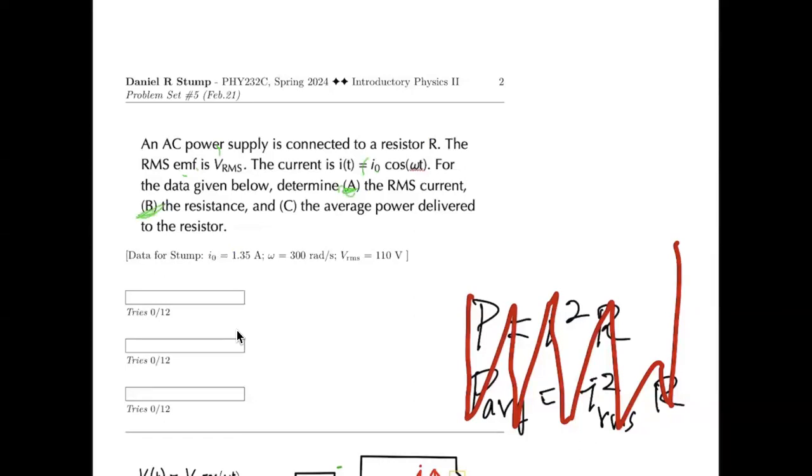So you have 3 parts. There's part A, part B, part C. And you're given the size of the current. You're given the angular frequency, omega, in this alternating current. And you're given the RMS voltage. So the voltage as a function of time will also be an alternating function, V0 cosine omega t, with the same angular frequency.